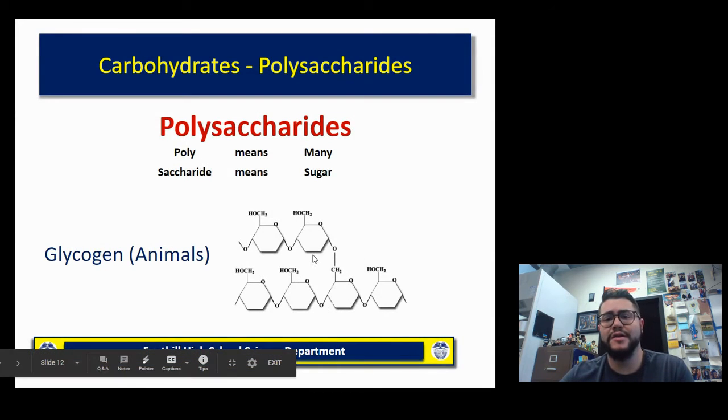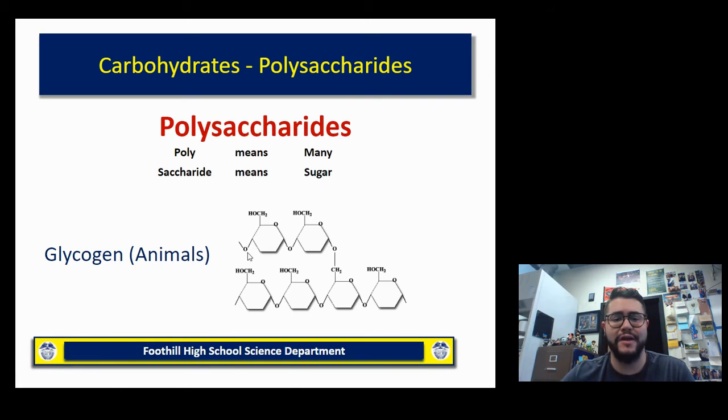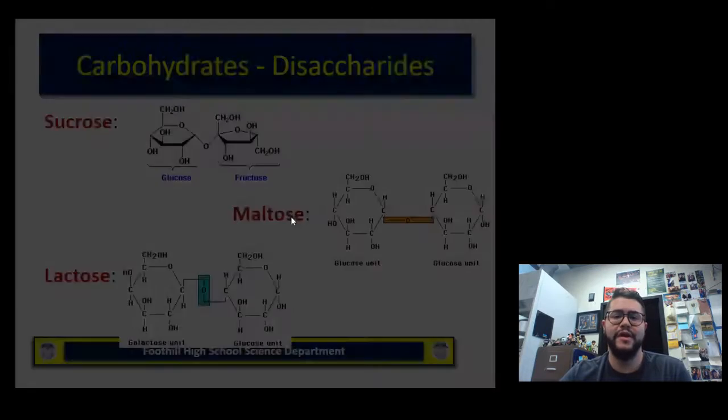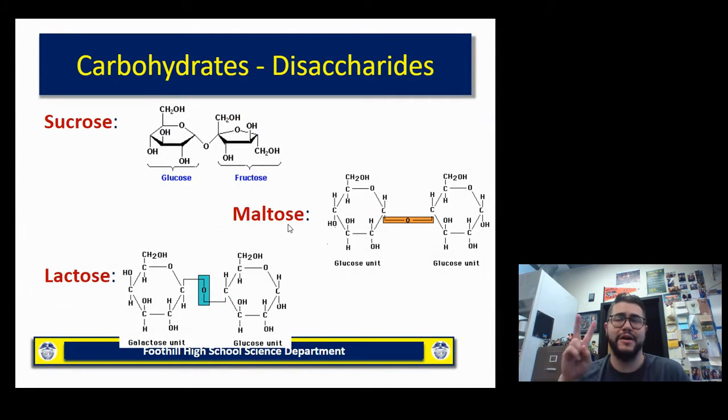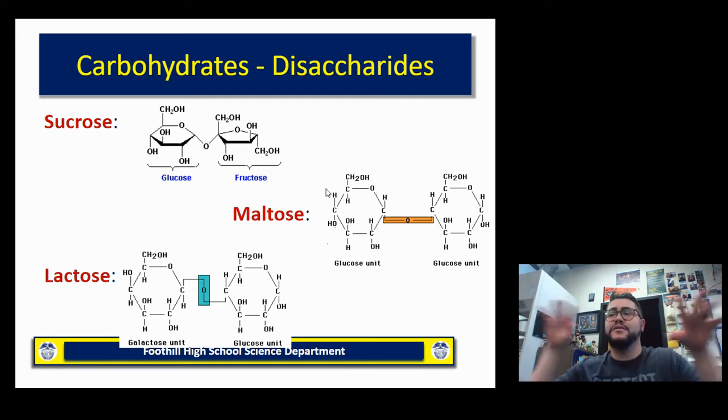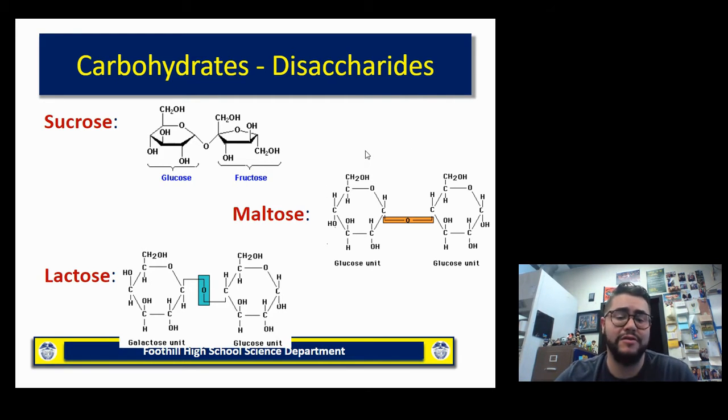Here's another example of a large carbohydrate. This one is called glycogen. Glycogen is used in animals, so in your body, to store sugars for a little bit longer of a time. So we're talking hours to days here. So that's carbohydrates: carbon, hydrogen, oxygen. The monomers are monosaccharides, which means single sugars, or disaccharides, which means double sugars. But in either case, they get strung together to make larger molecules, which are known as the larger carbohydrates.